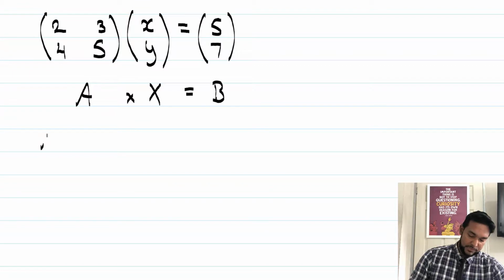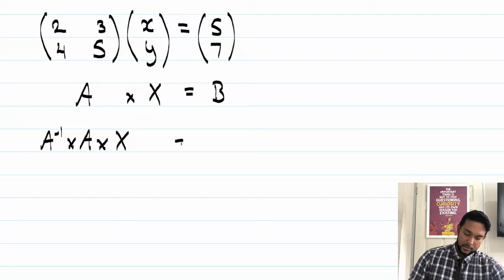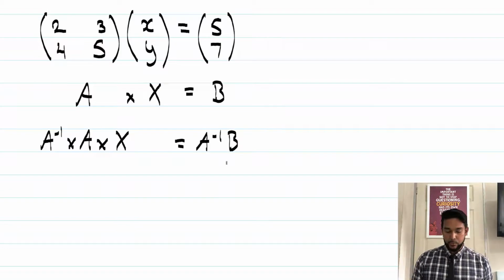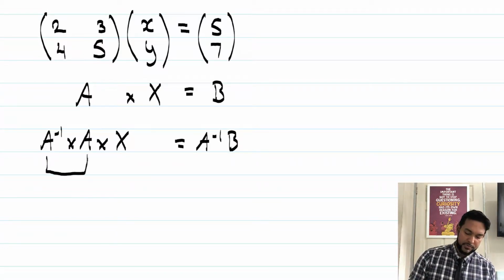Remember the inverse of a 2 by 2 matrix? Well, what we're going to do is multiply the inverse of A on both sides of the equation. Now you might be asking why? Well, remember from my previous video, when you multiply the inverse of a 2 by 2 matrix by the original matrix from which it was derived, we get back I, the identity matrix.